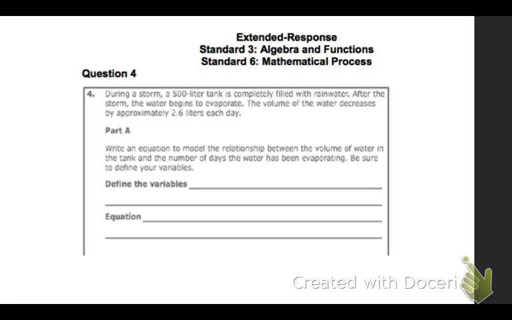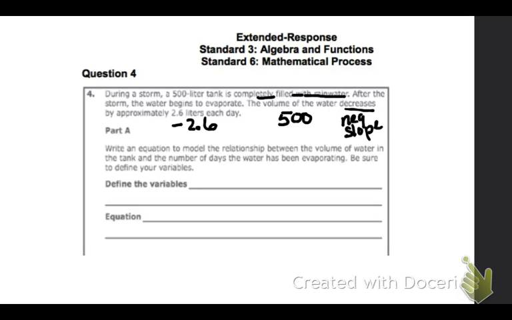During a storm, a 500-liter tank is completely filled with rainwater. After the storm, the water begins to evaporate. The volume of the water decreases by approximately 2.6 meters each day. All right, well, that makes sense to me. It is first completely filled, so that's important. So we know it began with 500 liters, that's important, and it loses 2.6 every day because it's evaporating, so it's going to decrease, which means that's a negative slope.